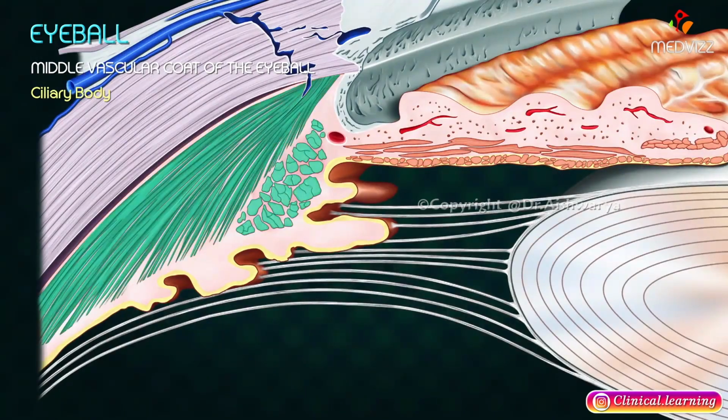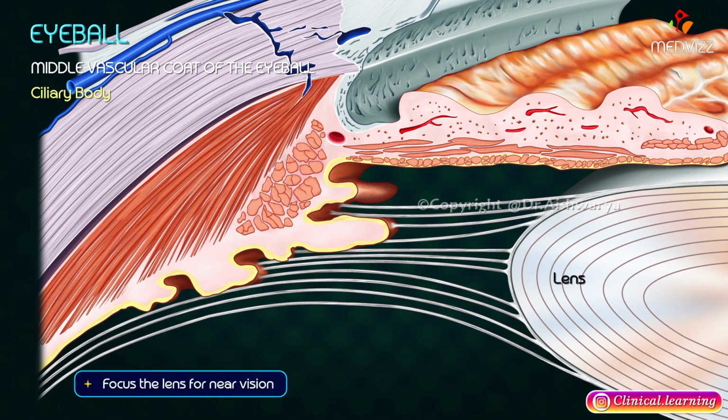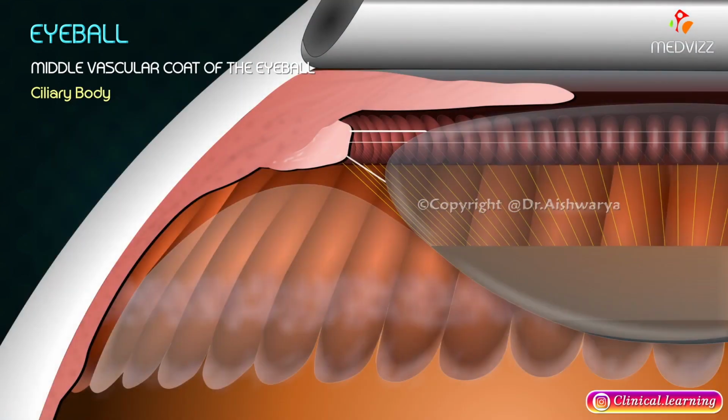The ciliary muscle is a small, unstriped, smooth muscle mass consisting of mainly 2 types of fibers, outer radial fibers and inner circular fibers. Functions. Its main function is to focus the lens for near vision. The ciliary muscle as a whole acts as a sphincter.